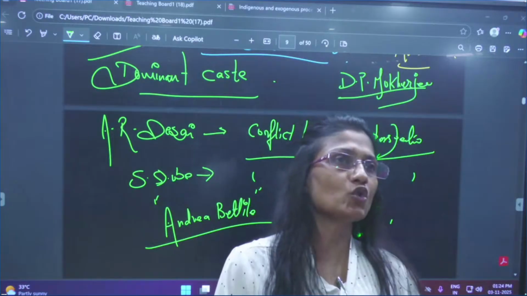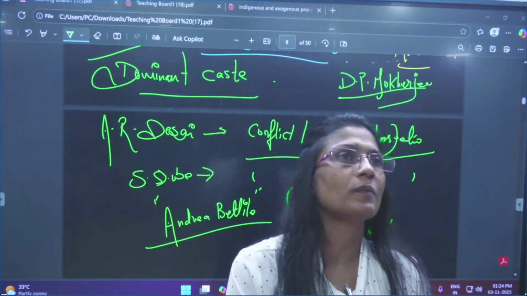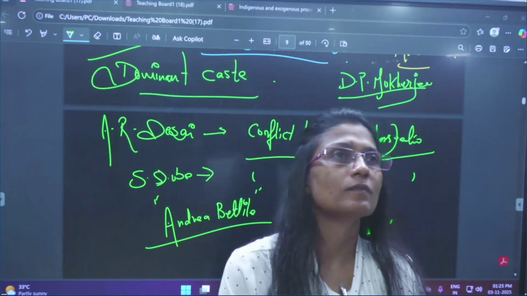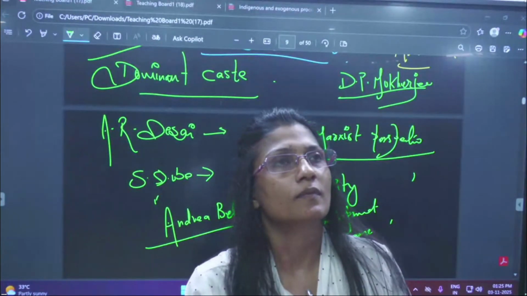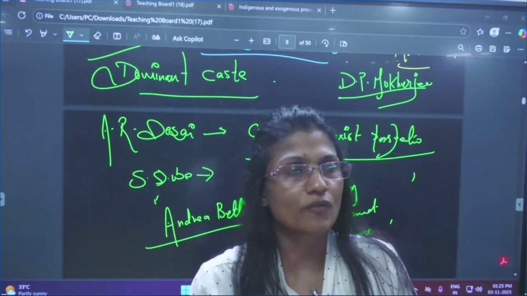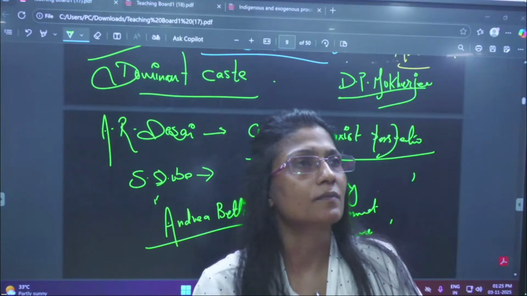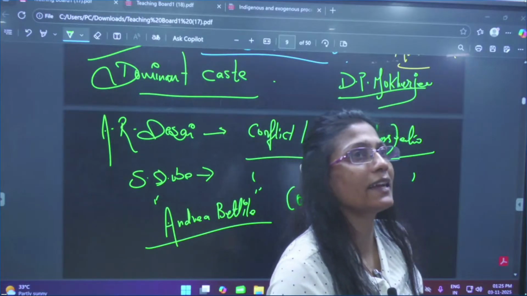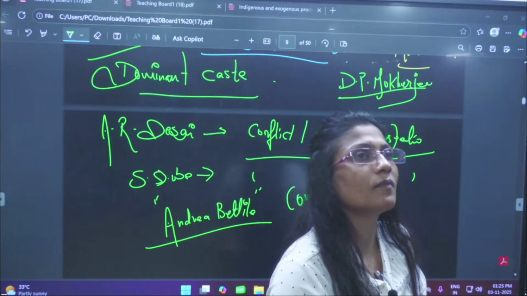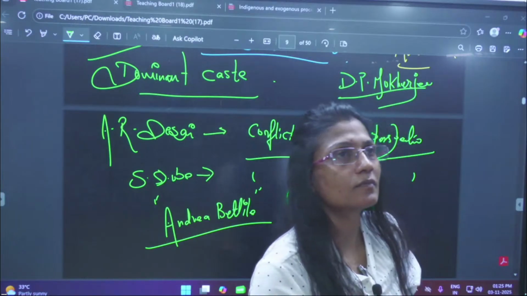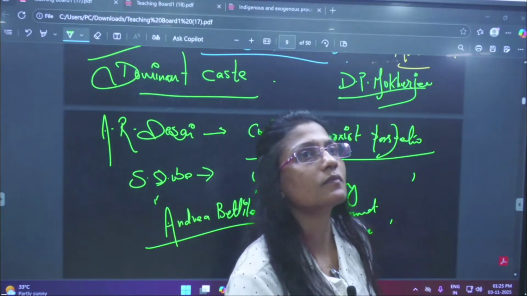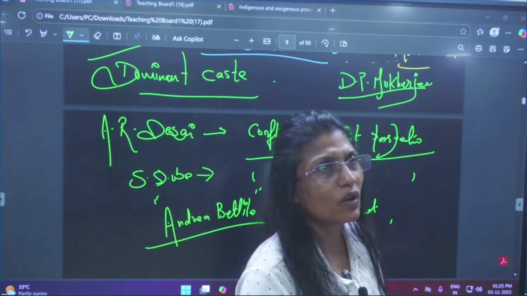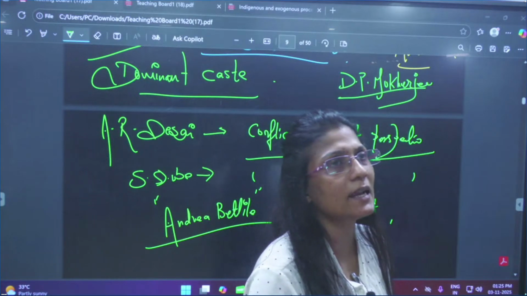Then you should know about the pattern of land ownership and operation. Then the structure of tenancy relations. Then the role of caste struggles in agrarian relations. Then one more part, the concept of peasant society and peasant culture.